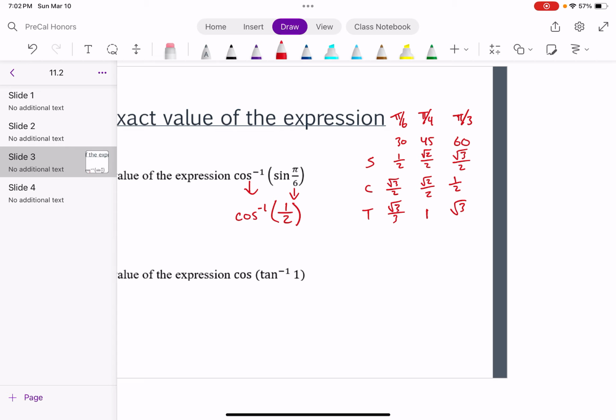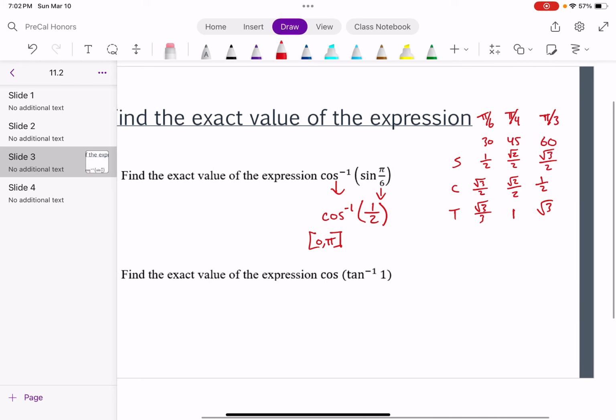As we're working our inverse cosine, the first thing that we have to understand is that the range for inverse cosine would go from 0 to pi. Our next step would be to go ahead and find where the inverse cosine would give us 1/2. So we go ahead, draw this out.